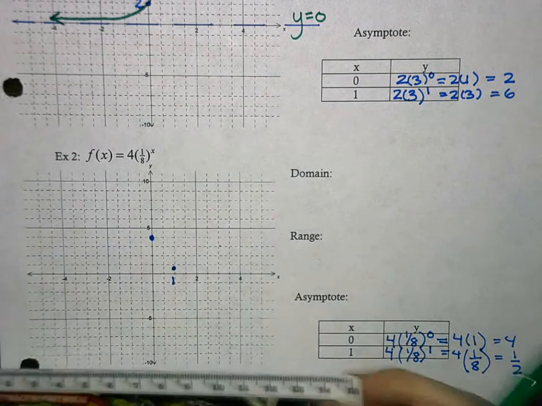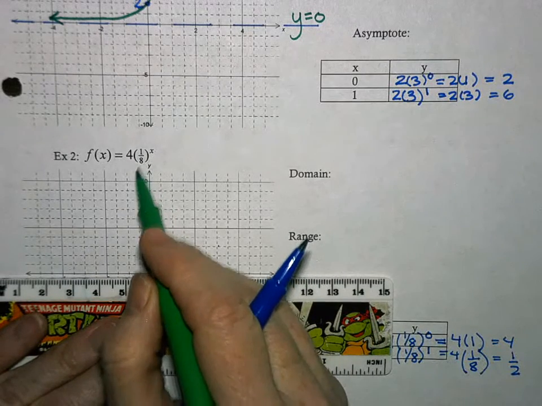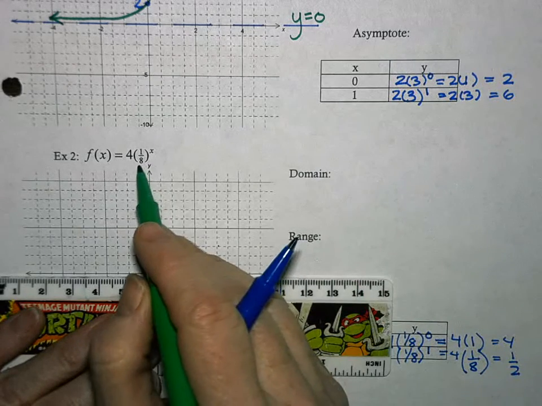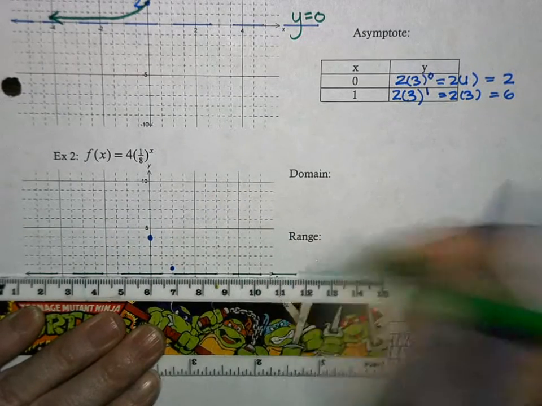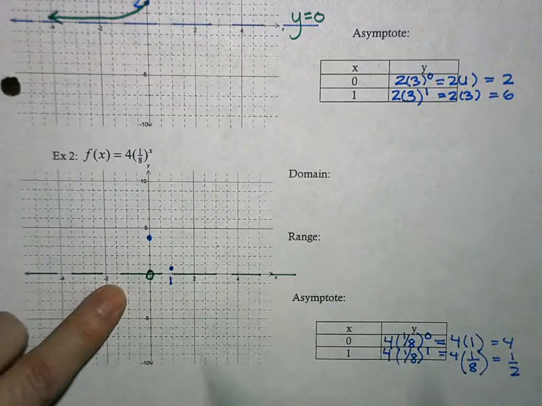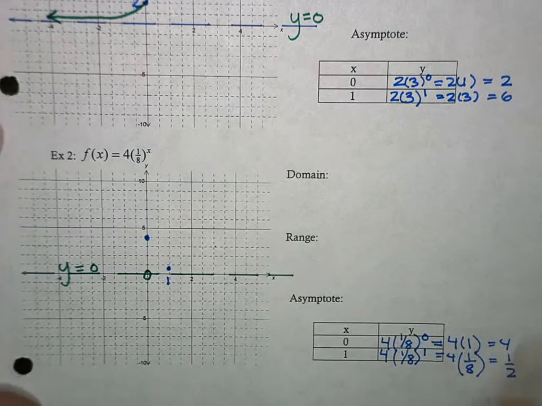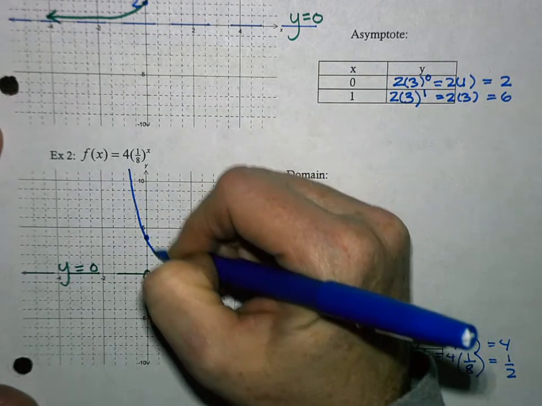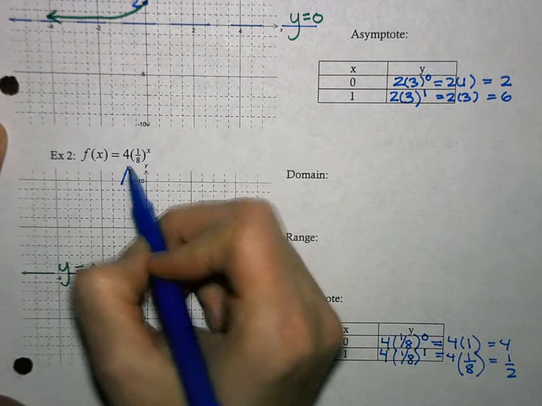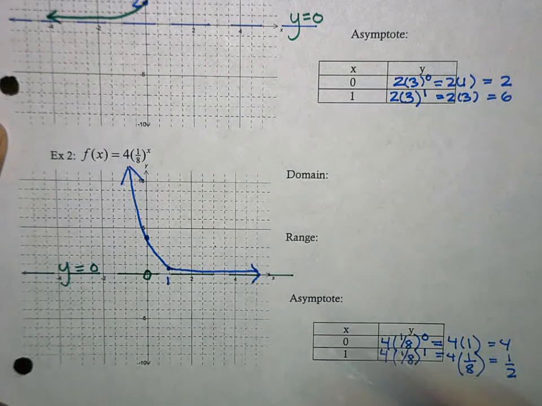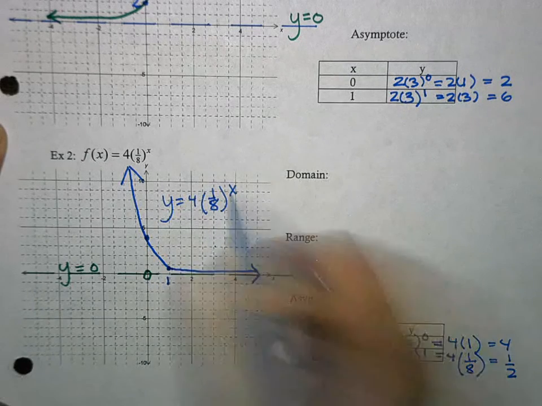Okay, so let's draw that asymptote. We know that this is a decay function, b is between 0 and 1. So as x approaches positive infinity, the graph is going to approach 0. So this is the asymptote, y equals 0. Let's draw in the graph. So it goes up this way, comes down, and approaches the line y equals 0, but will never cross it. There we go. This is the graph of y equals 4 times (1/8) to the x, an exponential graph.